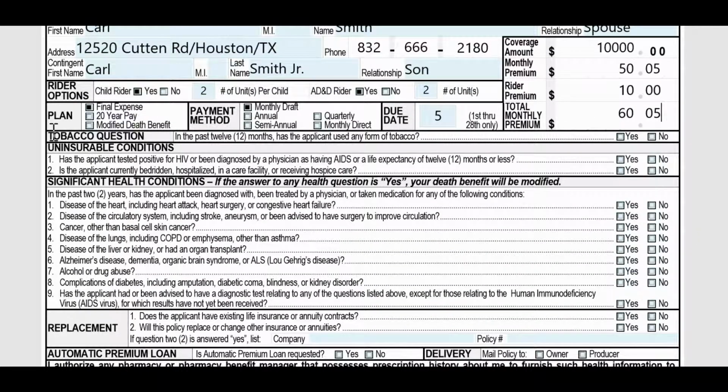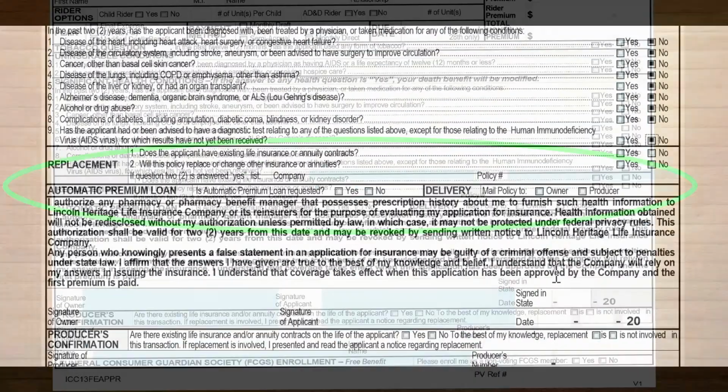In the following 3 sections, we must answer with yes or no and are related to the health of the insured. The first is the question about tobacco use, then 2 questions regarding uninsurable conditions, and the questions about the significant health conditions of the insured. If we already have made the verification call, these sections should be completed.